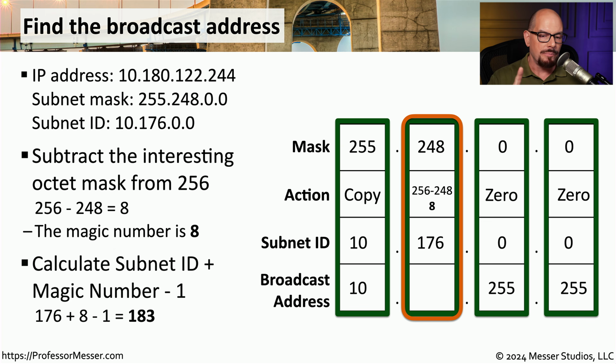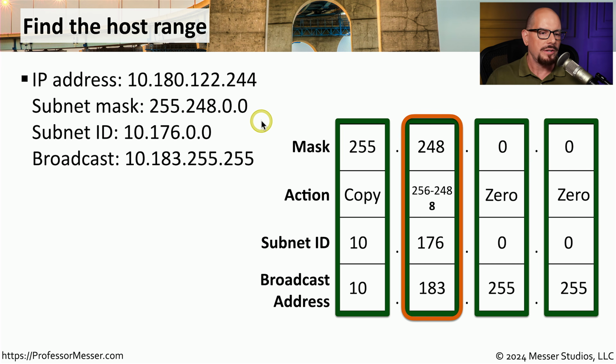To calculate the broadcast address, we need to take the subnet ID, add the magic number, and subtract 1. So the example here would be 176 plus 8, since that's our magic number, and if we subtract 1, that leaves us with a number of 183. We'll add this to our broadcast address row, which means the broadcast address for this example is 10.183.255.255.